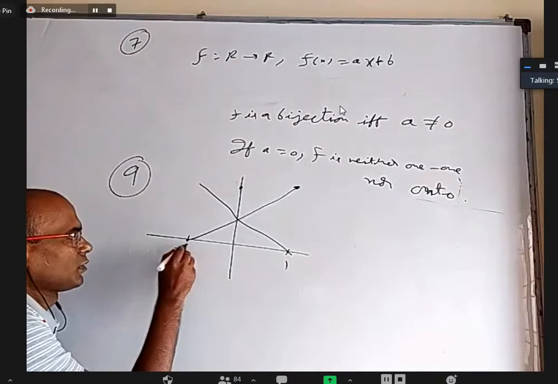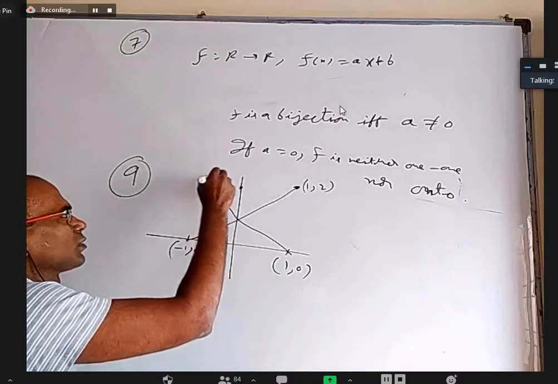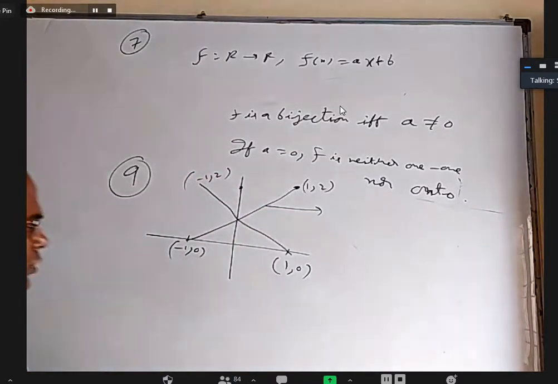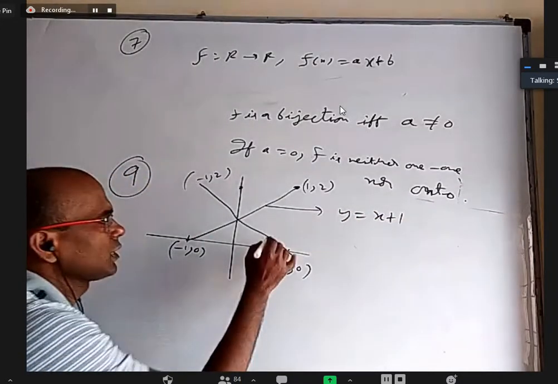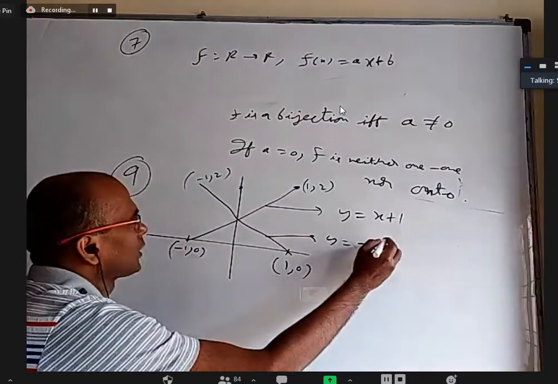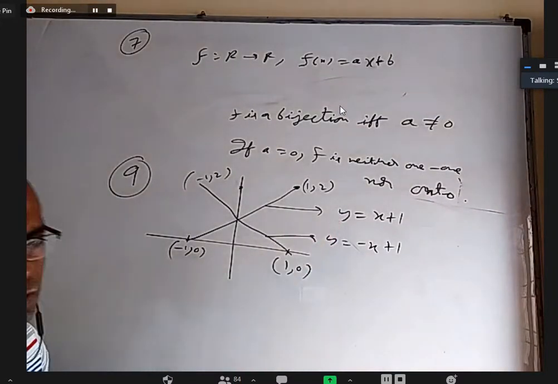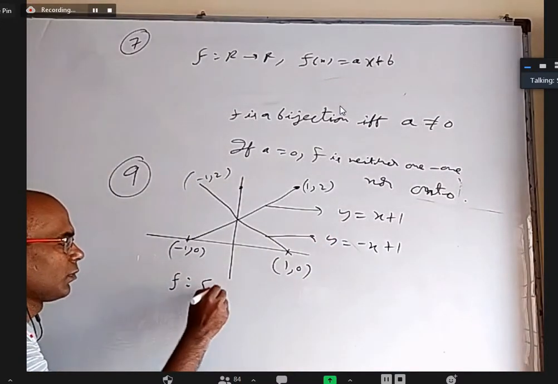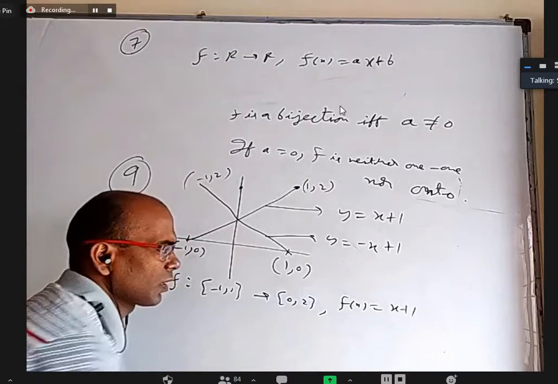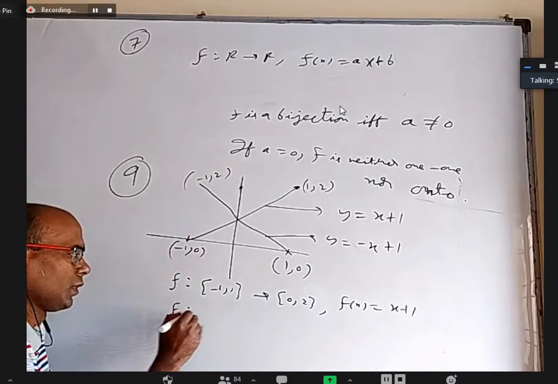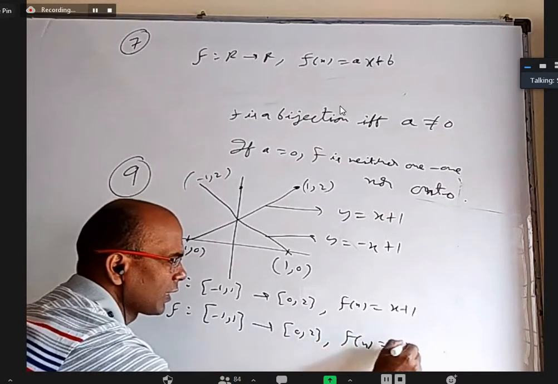So this point is (-1, 0), this point is (1, 0), this point is (1, 2), this is (-1, 2). When you find this line's equation, it is y equal to x plus 1. And when you find this line's equation, y equal to -x plus 1. So these are the two functions. f from [-1, 1] to [0, 2], f of x equal to x plus 1 is one function, where this is the domain and this is the range. Another linear function is f of x equal to -x plus 1.